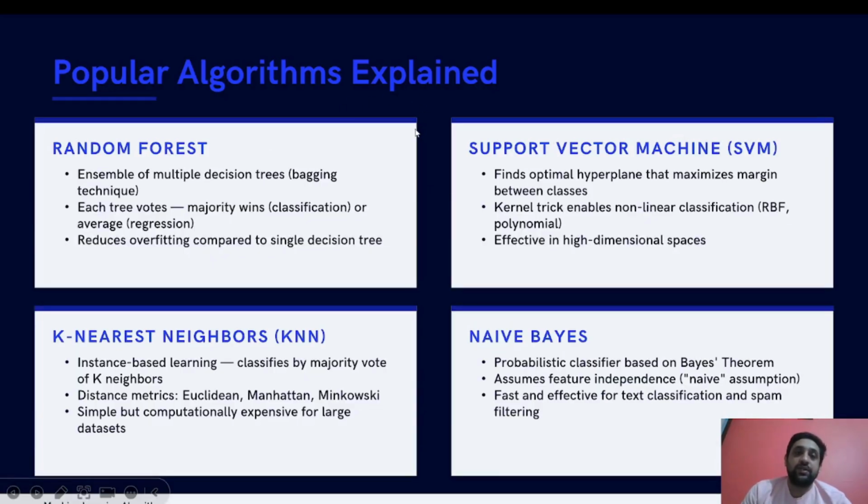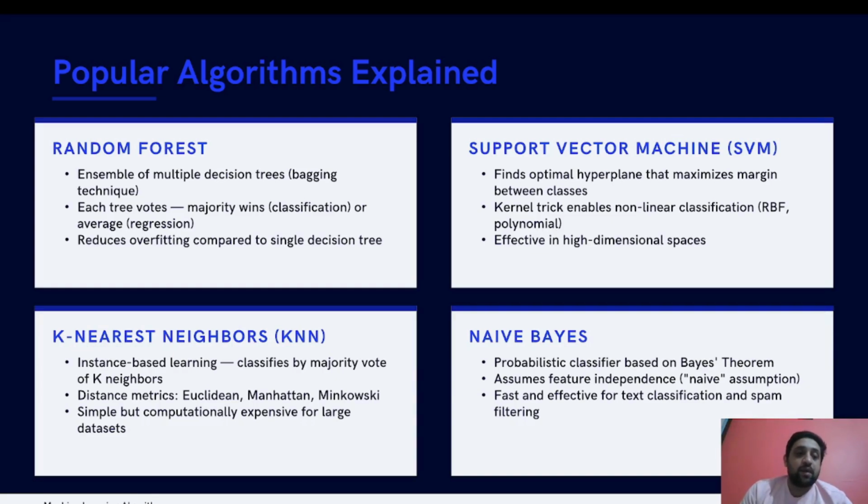Popular algorithms explained. There are several advanced machine learning algorithms that improve performance and accuracy. Random forest is an ensemble method that combines multiple decision trees to reduce overfitting and improve predictions. Support vector machines work by finding the best boundary that separates different classes and can handle complex, high-dimensional data. K-nearest neighbors is a simple algorithm that classifies data points based on the majority class of their nearest neighbors.